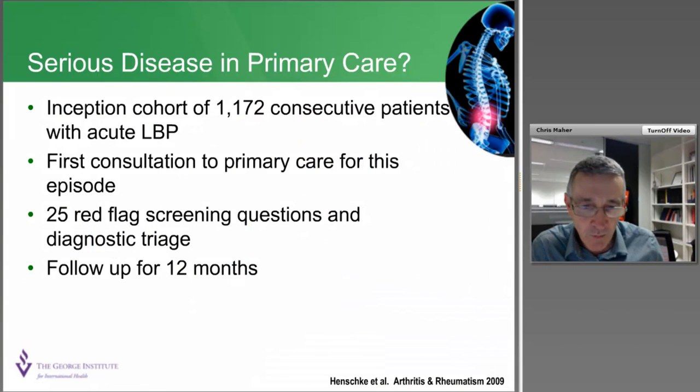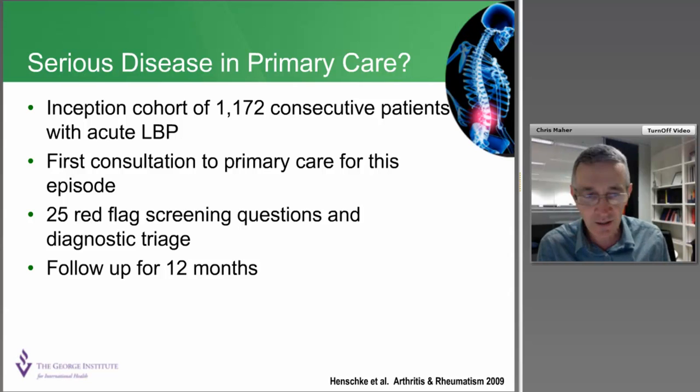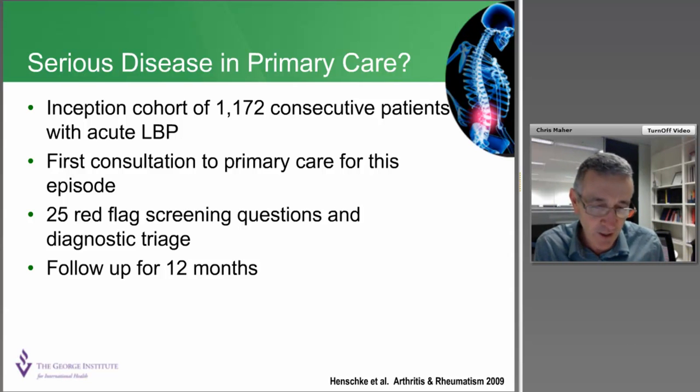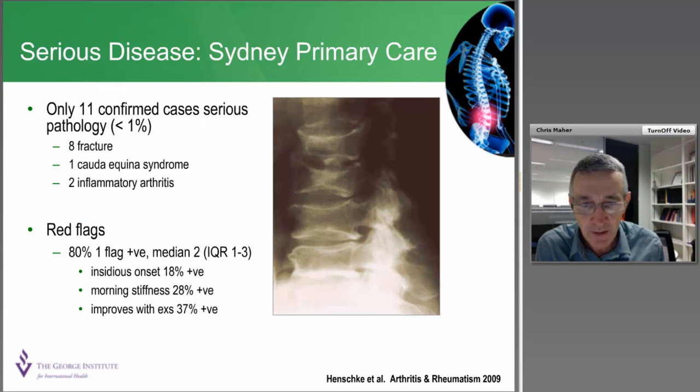What we did was we enrolled about 1,200 consecutive cases of people with acute low back pain. It had to be the first consultation because we needed there to be diagnostic uncertainty. And we got the clinician to fill in these red flag screening questionnaires, which were the red flags. They also had to come up with a diagnosis day one. And we followed them for 12 months to come up with a definitive diagnosis, which was confirmed by the study rheumatologist. And what we found was actually quite good news.